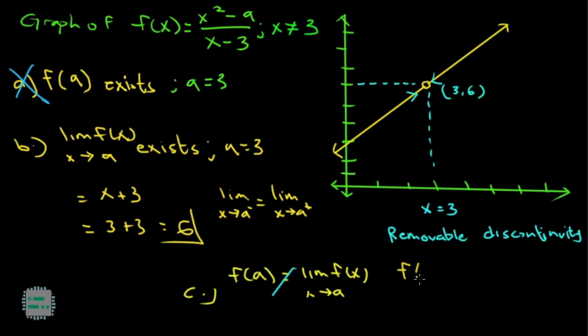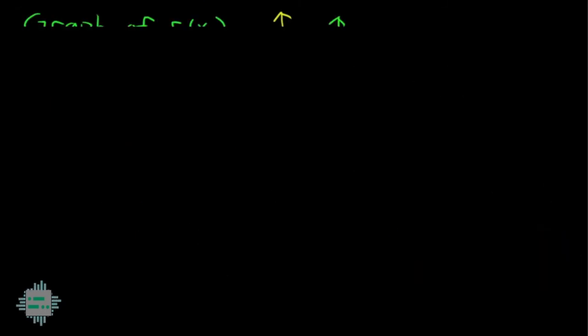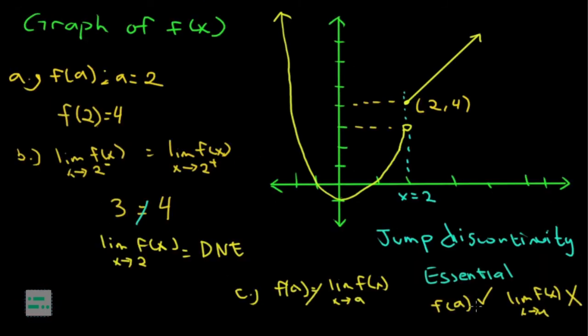Walang f of a, pero may limit. Limit of f of x as x approaches a. May limit tayo. Tama? Removable discontinuity kung walang f of a pero may limit. Essential discontinuity naman kung may f of a pero walang limit. Pero under essential discontinuity, dalawa yan. Una itong jump discontinuity. Ikalawa ay itong titingnan nating susunod.